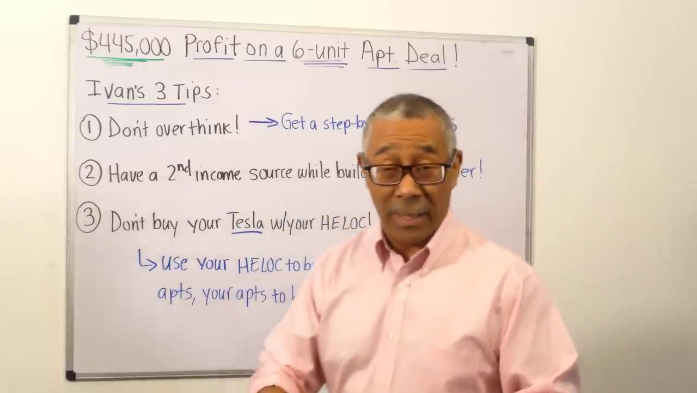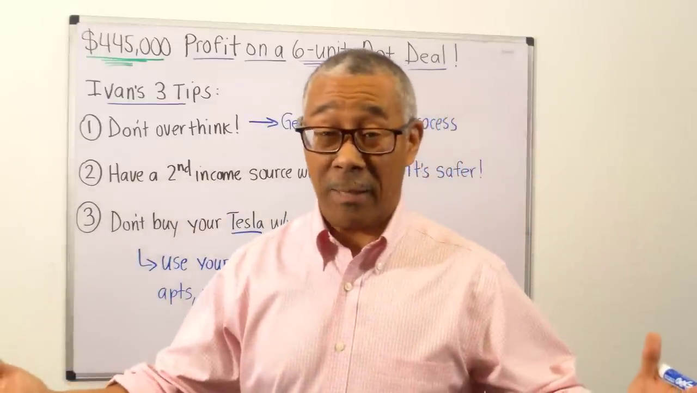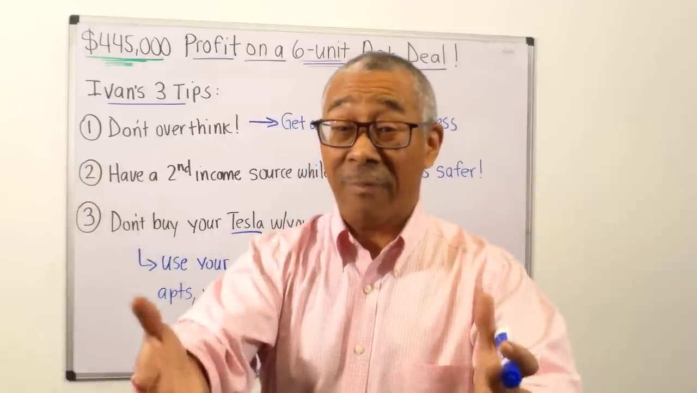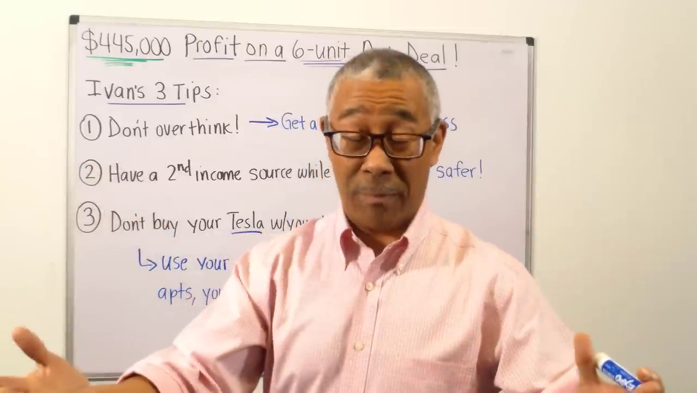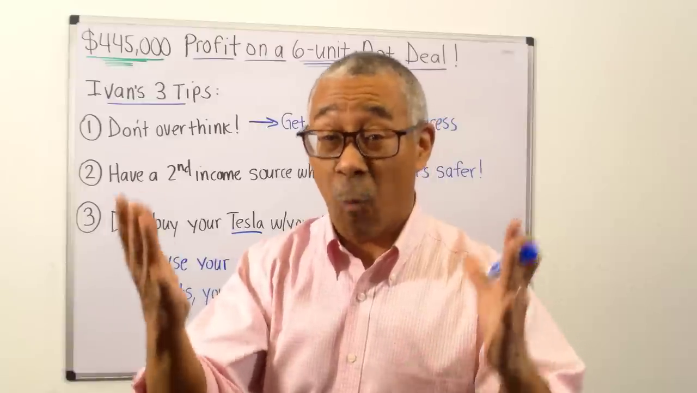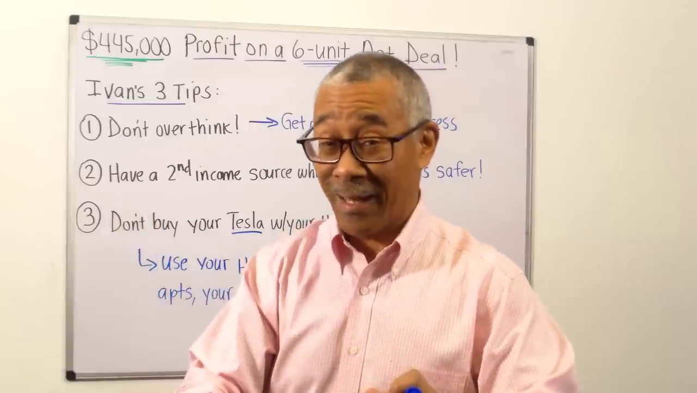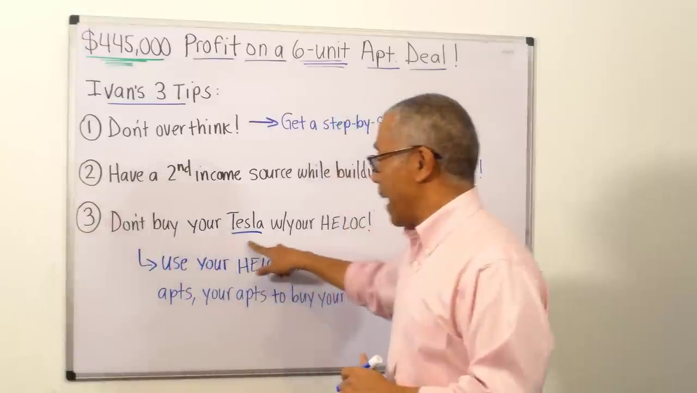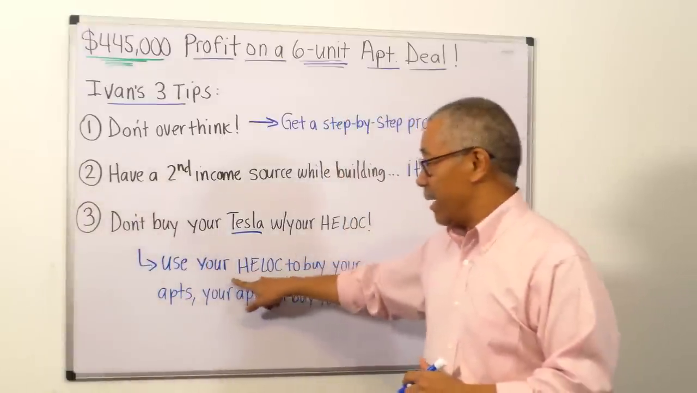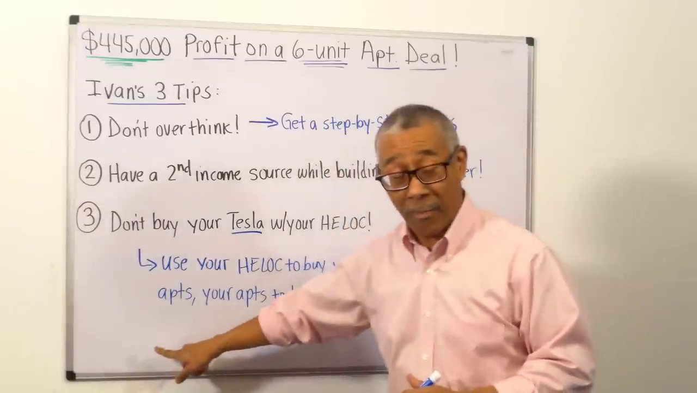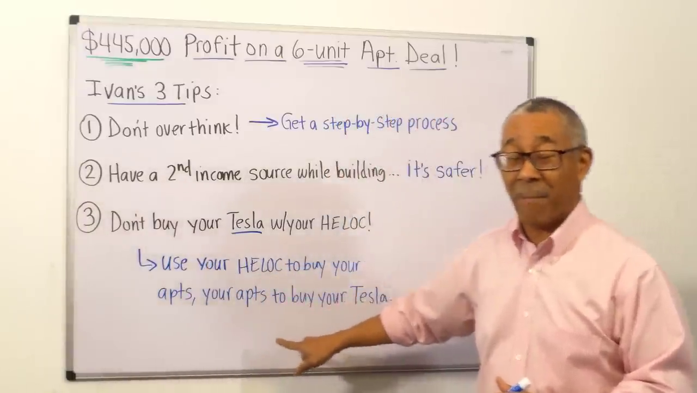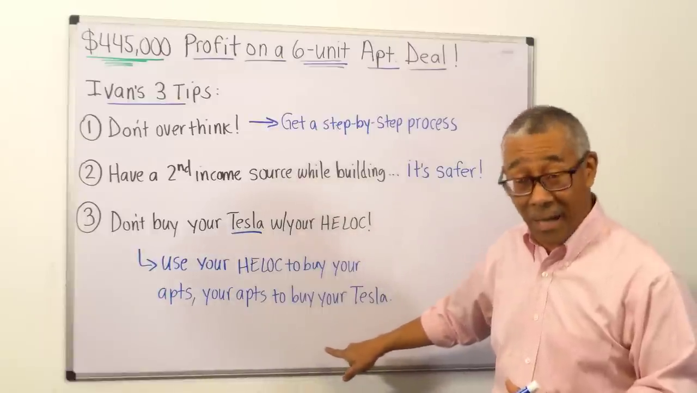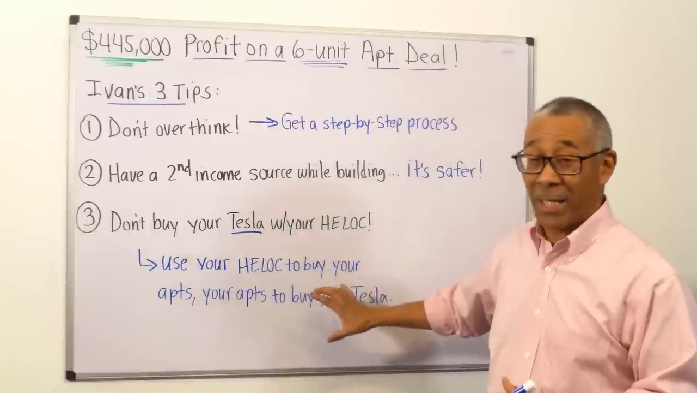So as you recall, Yvonne started off with the HELOC. And again, some of you have HELOCs. What are you doing with them? I hope you are investing it wisely. Okay, that's all I have to say, all right? So don't buy your Tesla with your HELOC. Instead, use your HELOC to buy your apartments and have your apartments buy your Tesla. Got it? Okay, and that's exactly what he did.